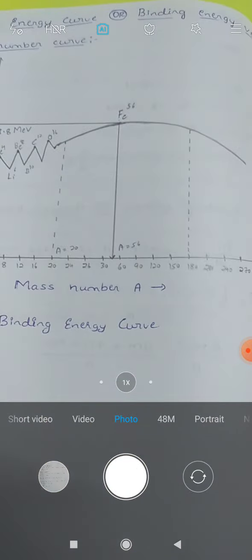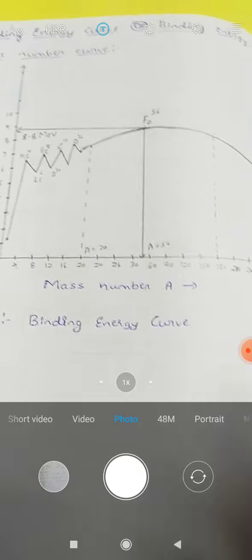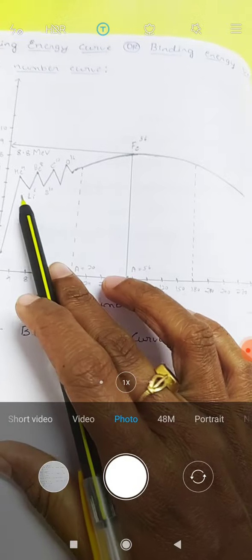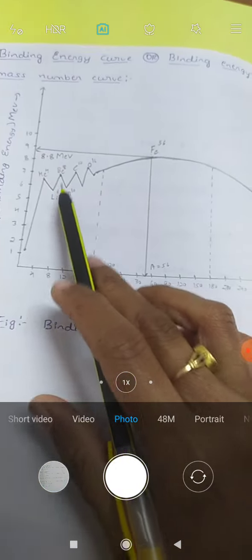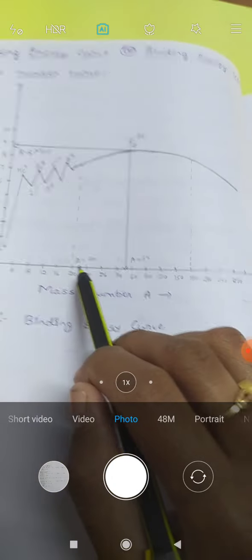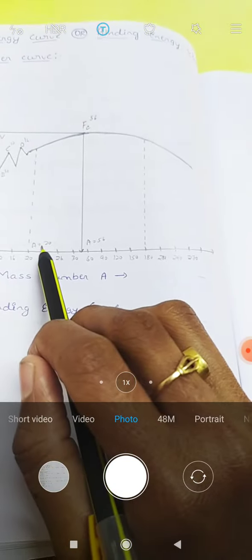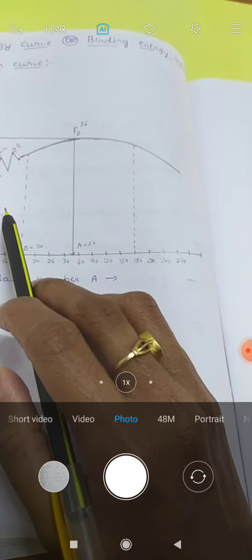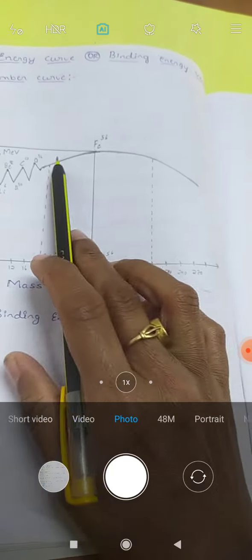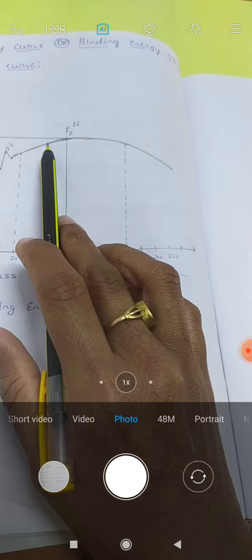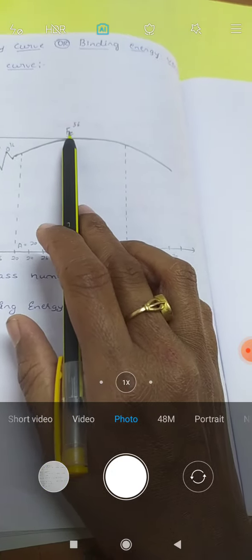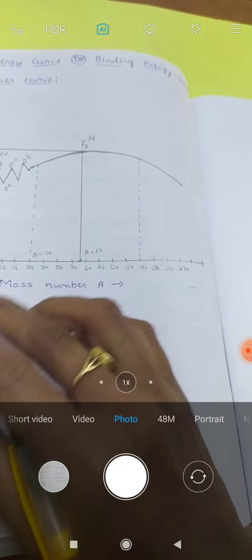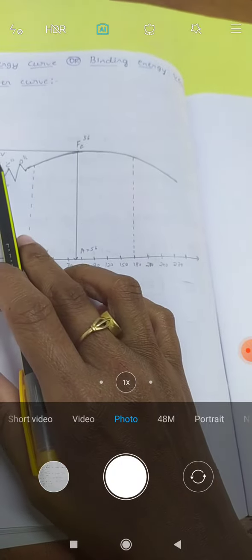The next one is beyond the mass number A equal to 20. In this particular curve, up to A equal to 20 there is a rapid increase in the value of specific binding energy. After A equal to 20, the specific binding energy rises gradually and attains a maximum value of about 8.8 mega electron volt for the element iron. Iron has a mass number of 56. Till the iron element, its binding energy is taken as 8.8 mega electron volt.